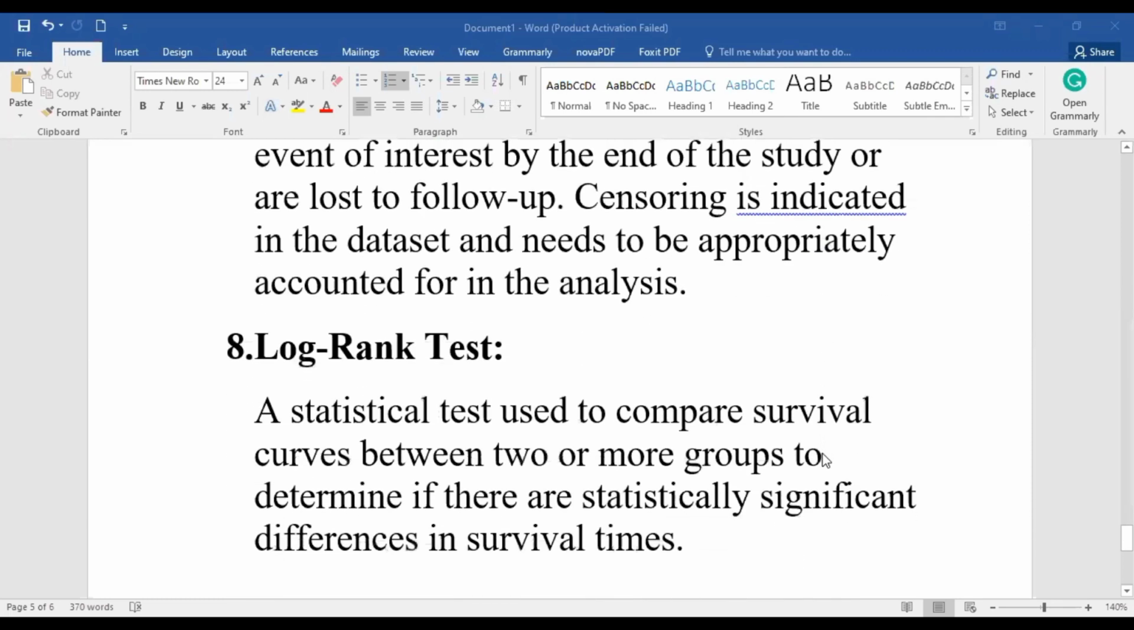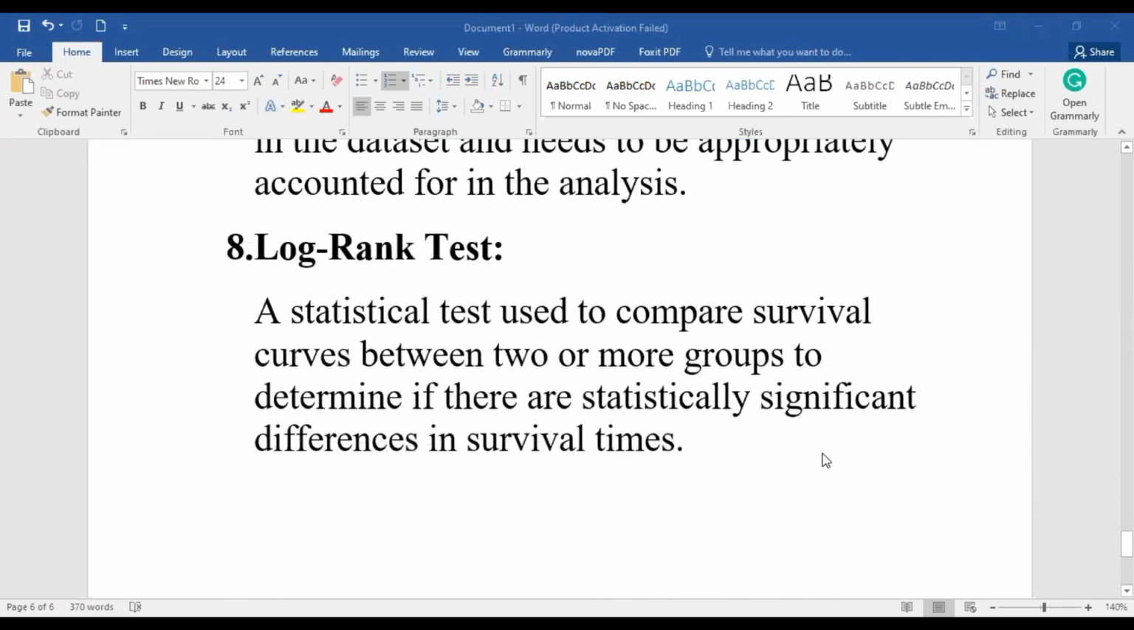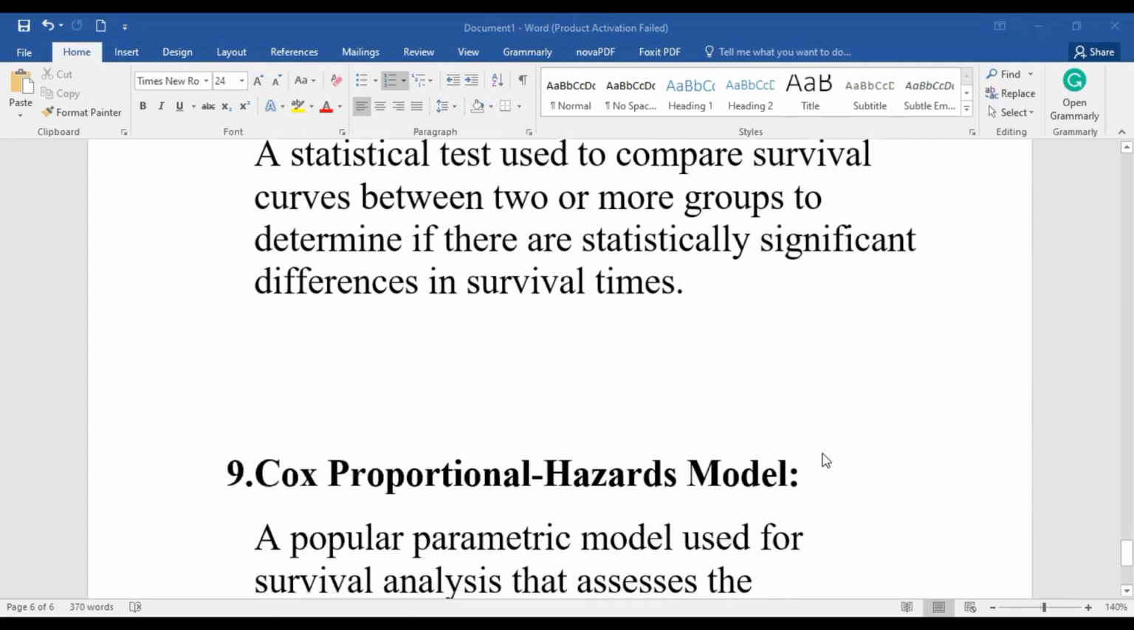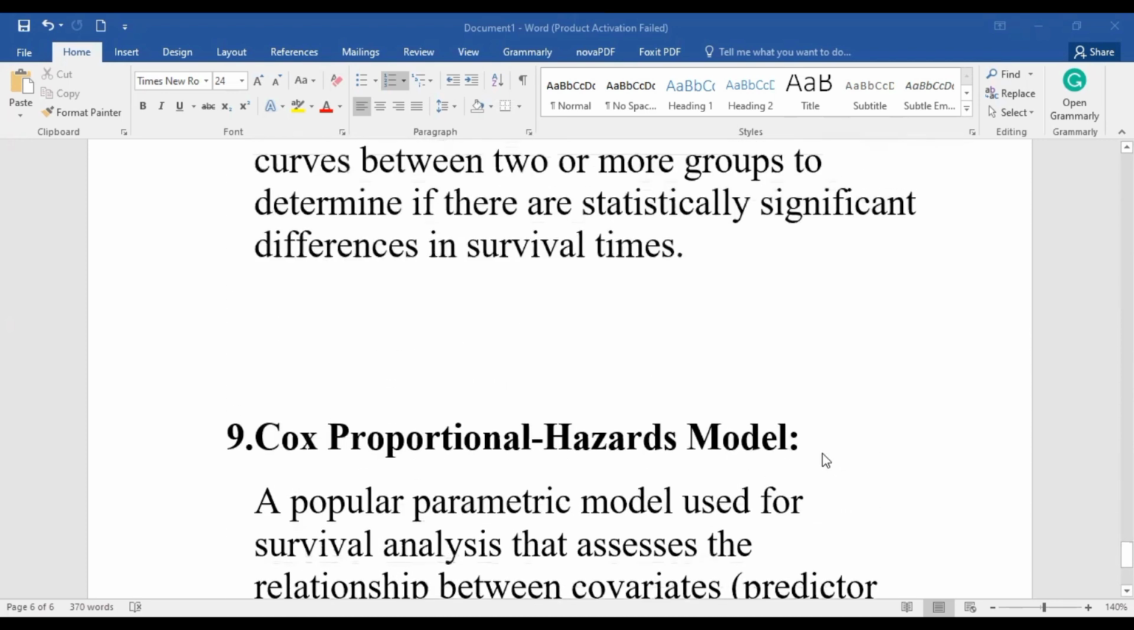The second to last term, which is the Log-rank test, is actually a statistical test that is used to compare the survival curves between two or more groups to determine if there are statistically significant differences in the survival times. And so when you intend to look at a comparison of two or more groups where you want to see if there's a difference in the times at which they experience the event of interest, then the Log-rank test is one appropriate test to use.